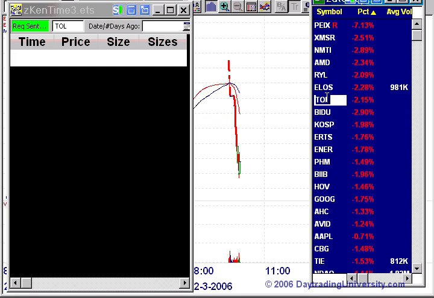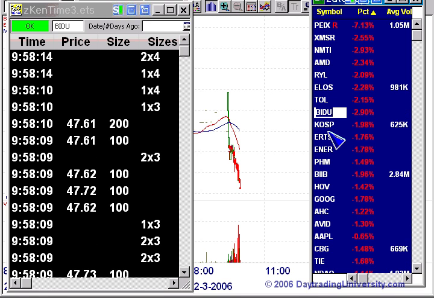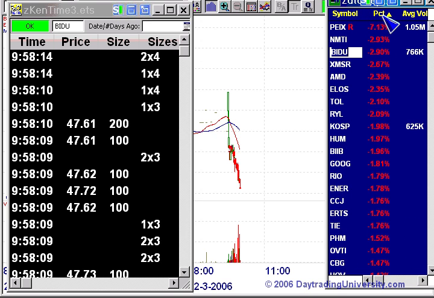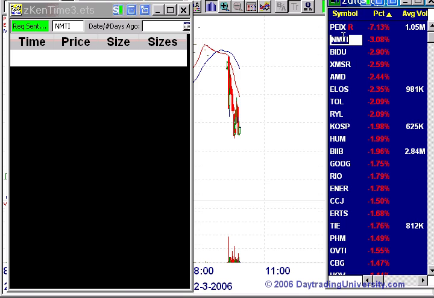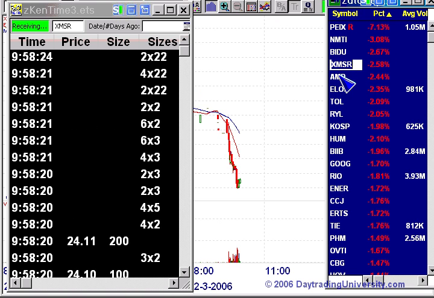If you're like me, you don't have a lot of patience to sit there and watch stocks move slowly. I like to go where the action's at, so that's why I'm always scanning. Again, you sort by percent change and see what the largest percent numbers are doing. Baidu, XMSR.